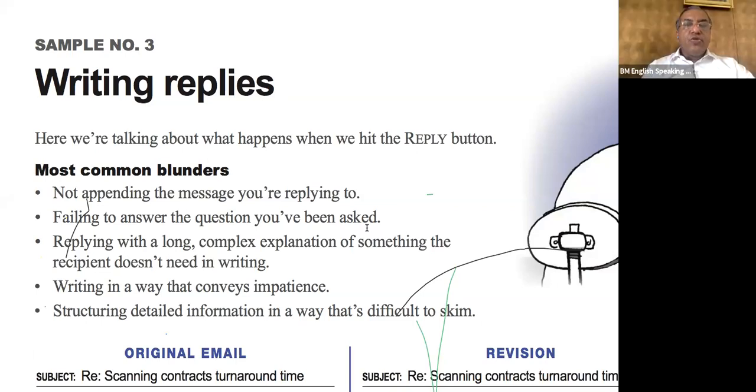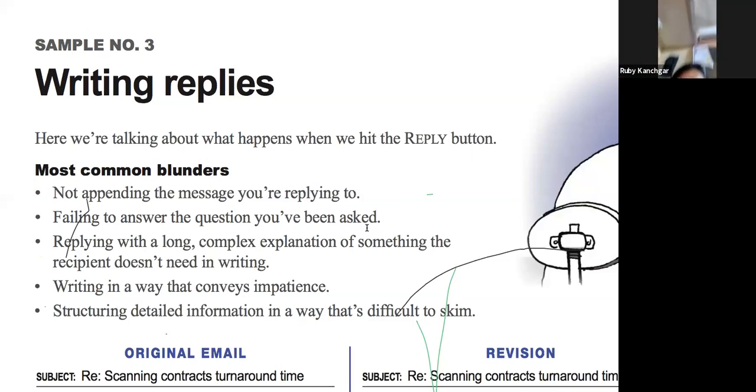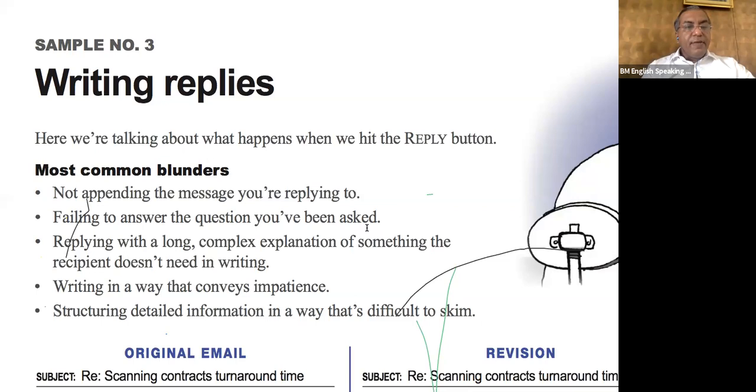Third point. If you see, Ruby, a lot of time what happens is the client has asked so many questions, we reply, and then it keeps going back and forth because certain aspects are not clear. So what has been observed is a lot of blunders happen because we fail to reply to all the questions that have been asked.